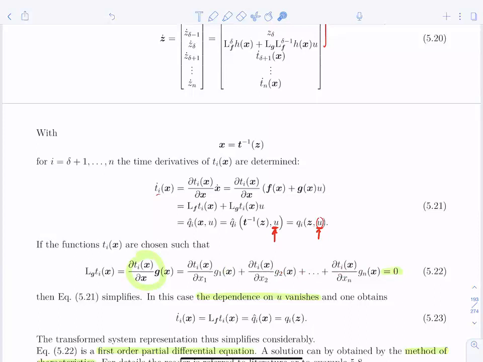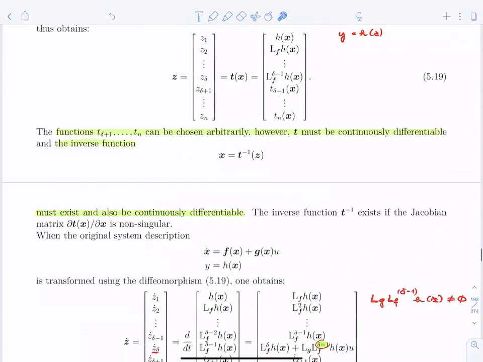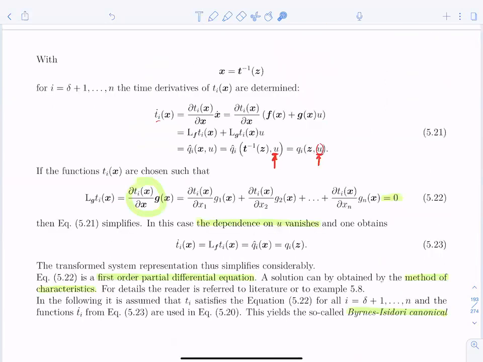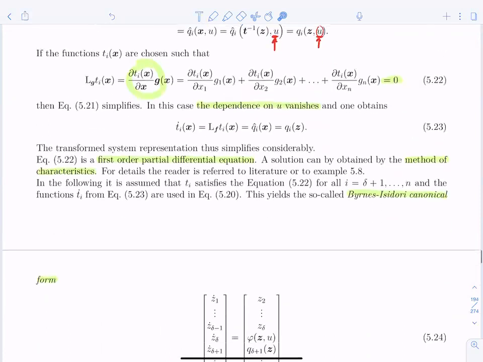So this is still a nasty differential equation because it's a partial differential equation. Ti depends on all the elements of the state vector. So these are n elements, 1, 2, 3, 4, 5, n. And this is a partial differential equation that has to be solved in order to get the transformation. On top of that, we also have to ensure that this transformation is continuously differentiable, and the inverse function must also exist and must also be continuously differentiable. So this is all not so nice and not so funny unless you are really a fan of partial differential equations. I'm not, but I'm going to show you some way how to solve this later on, okay?